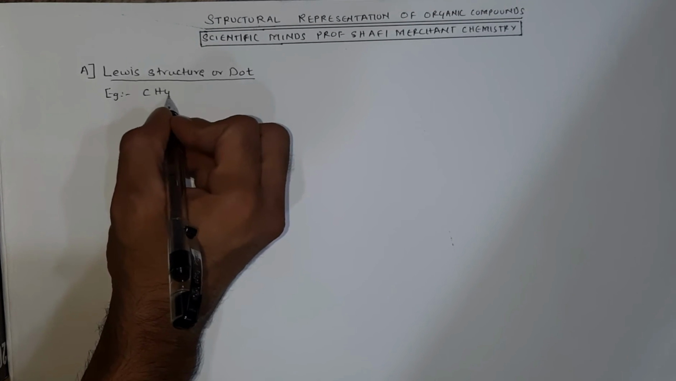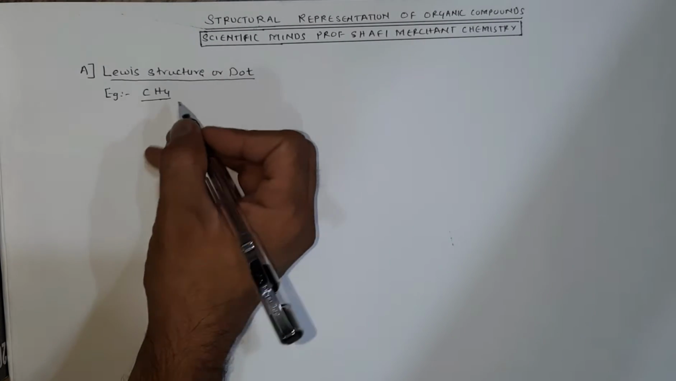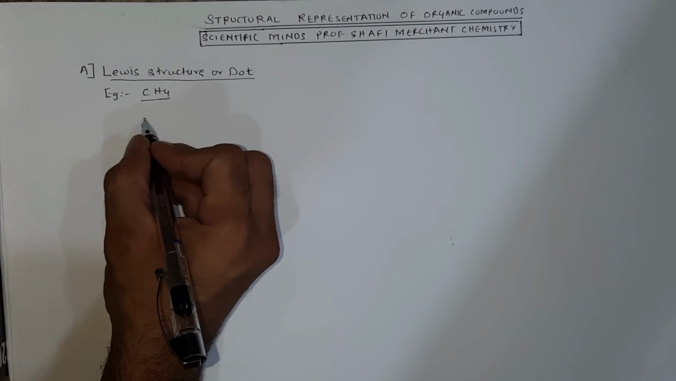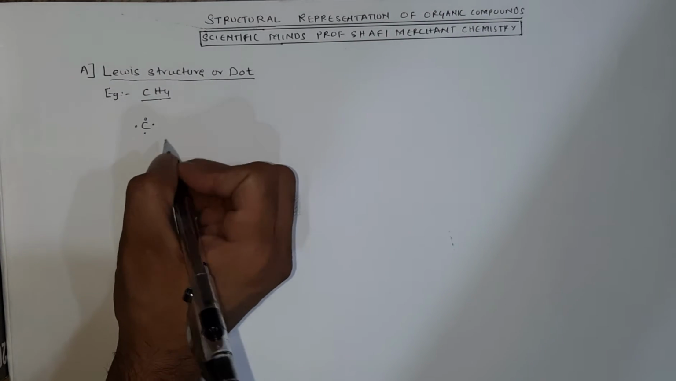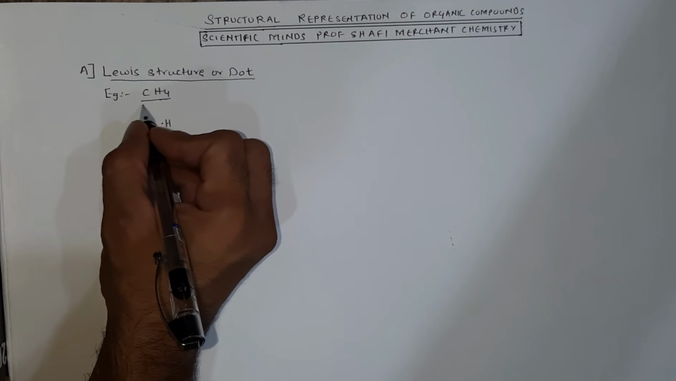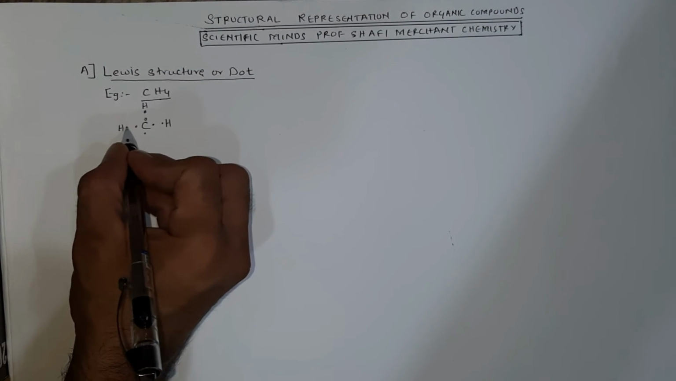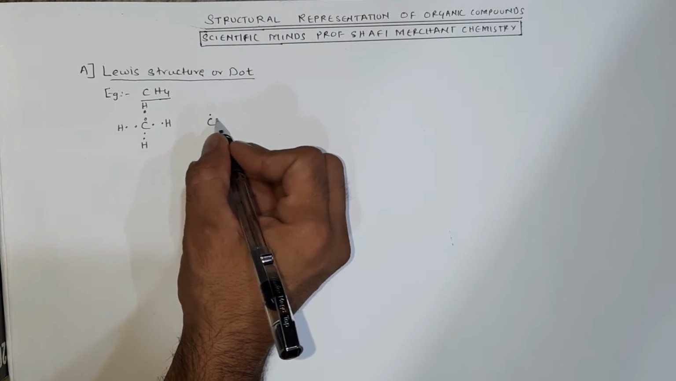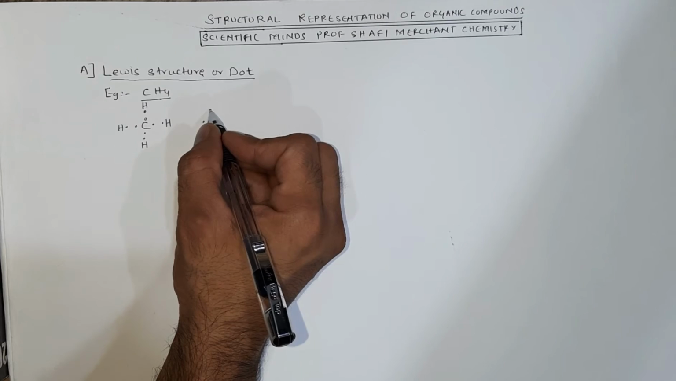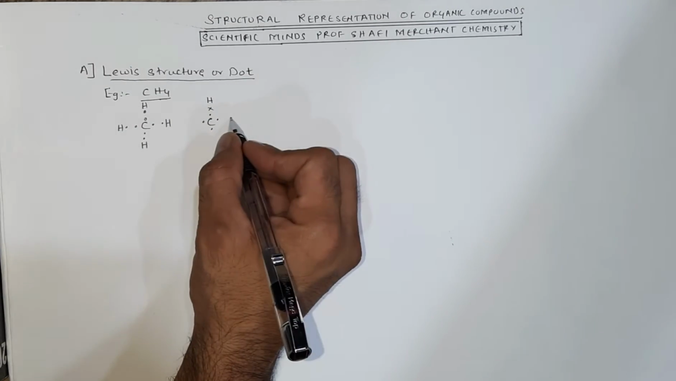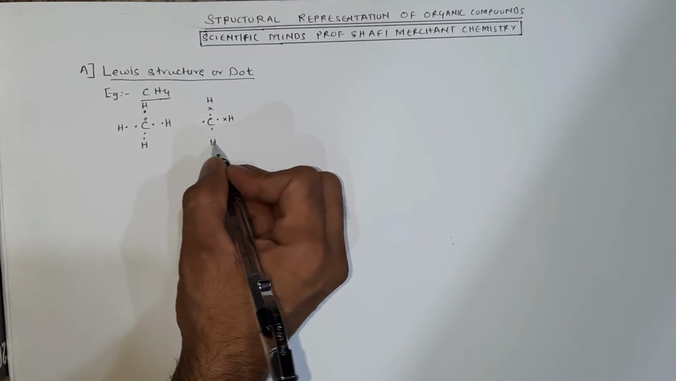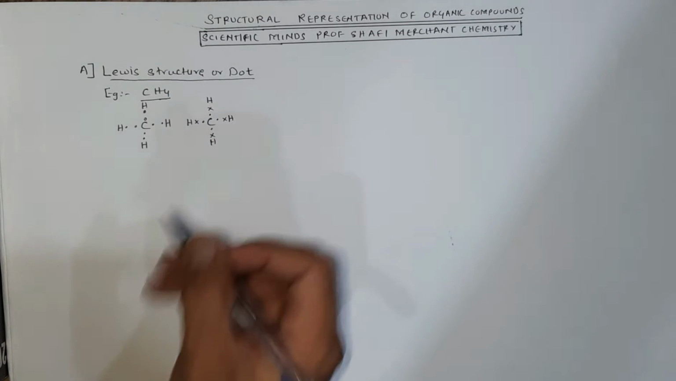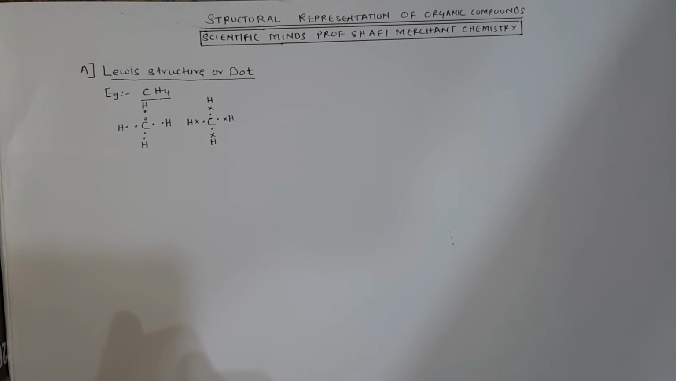For example, if I take methane, a simple dot structure or Lewis structure of methane is carbon having 4 electrons in the outermost shell, and hydrogen having 1 electron in the outermost shell. They will share the pair of electrons and form a covalent bond. So this is a Lewis dot structure of methane. You can also represent it with a dot and cross structure, where the dot represents the electrons of carbon and the cross represents the electron of the hydrogen atom. So this is one of the ways of representing a structure.